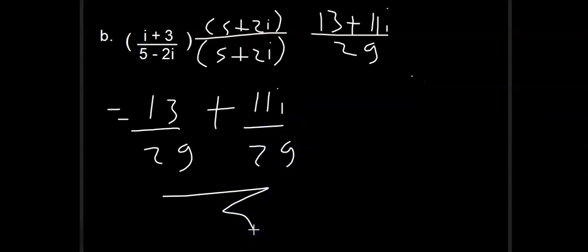Let's recap, or review, the whole thing that we did. First of all, I multiplied the denominator, and when I multiplied it, I got 29. And after that, I multiplied the numerator, and when I multiplied it, I got 13 plus 11i. And then after that, I just separated them, and then I got the final answer. So that's the whole thing you have to do when it comes to multiplication and division of complex numbers. I hope you guys get some understanding about multiplication and also division.